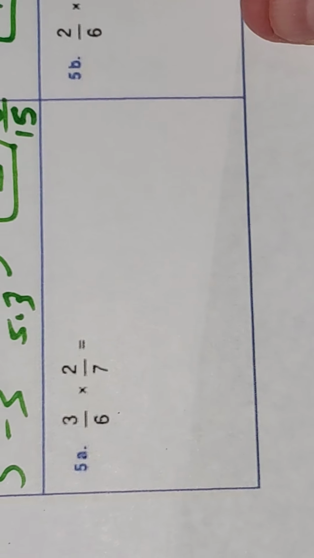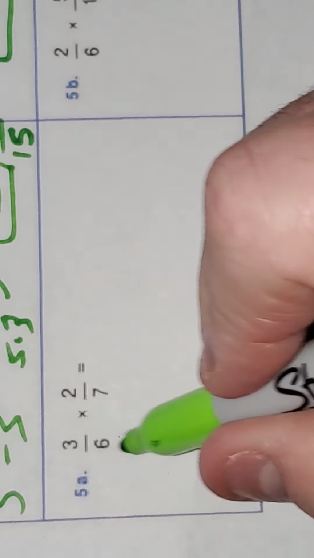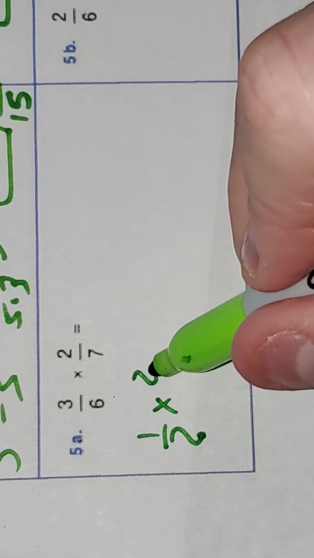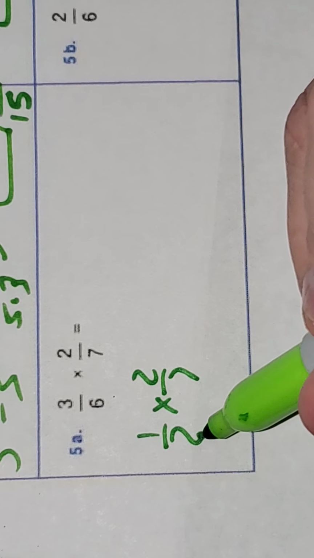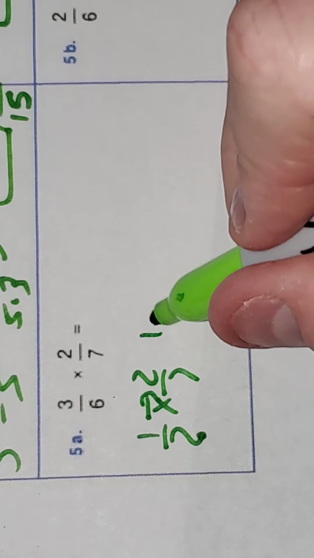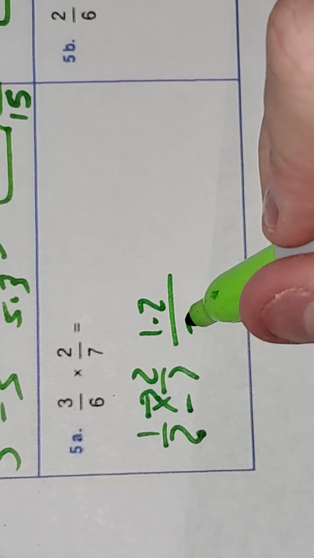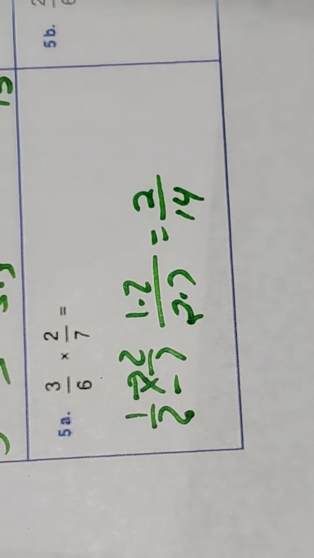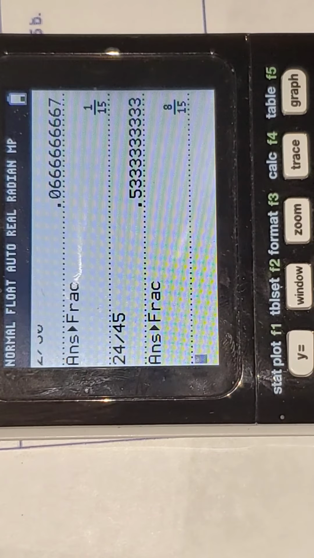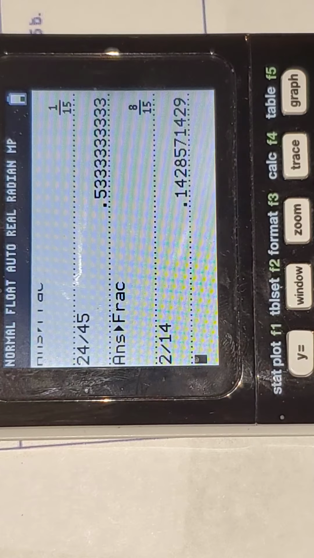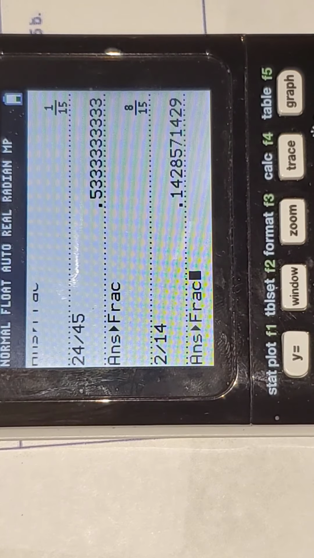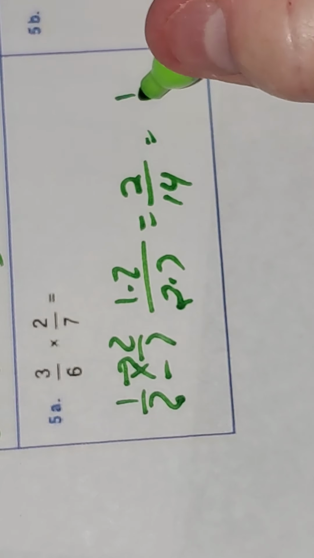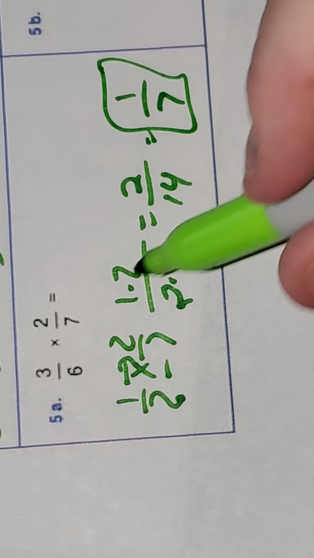Here again, a couple ways to approach. 3 over 6 is the same as 1/2. We get 1/2 times 2 over 7. 2 over 2 is 1, but we'll see that in a minute. 1 times 2 over 2 times 7 is 2 over 14. Go to your calculator if you need to. 2 divided by 14 is this fraction. Hit math, fraction, enter, and notice it's the same as 1 over 7. That's going to be your final answer.